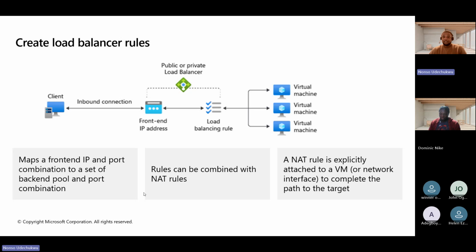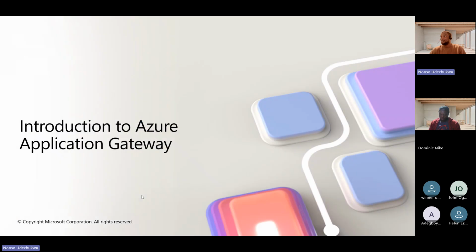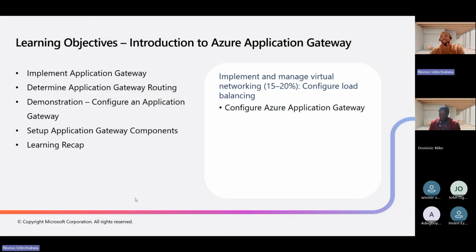I think someone is leaving. Okay, all right, moving forward. I'm going to show you this one in the lab session. Let me just go to application gateway. What's application gateway? Application gateway is layer 7.